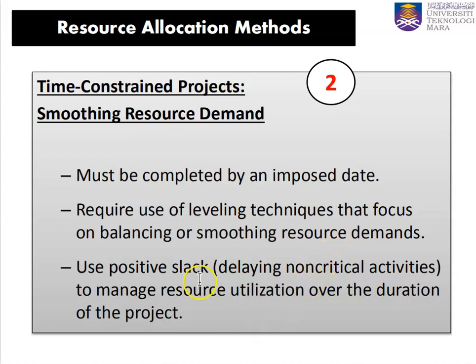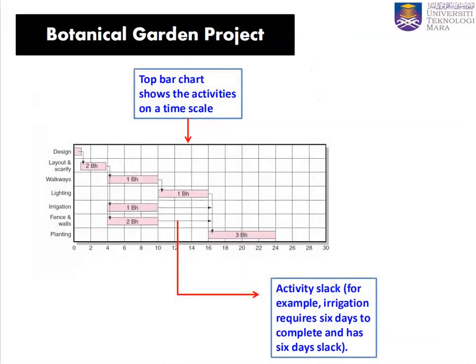We might use some of the positive slack in order to delay non-critical activities to manage resources utilization over the duration of the project, so that we don't add more time to the project. For example, let us see this botanical garden project.